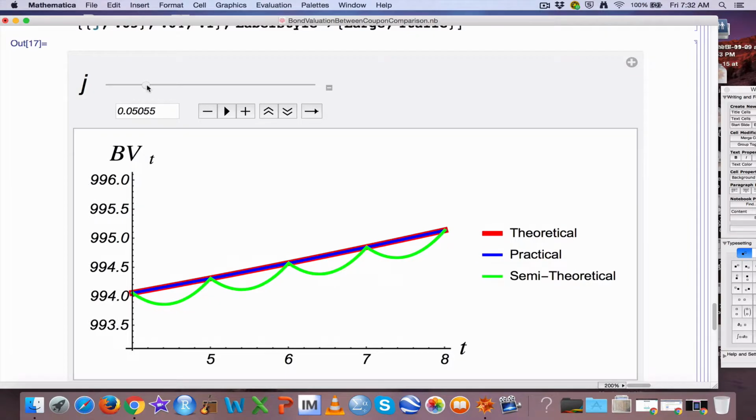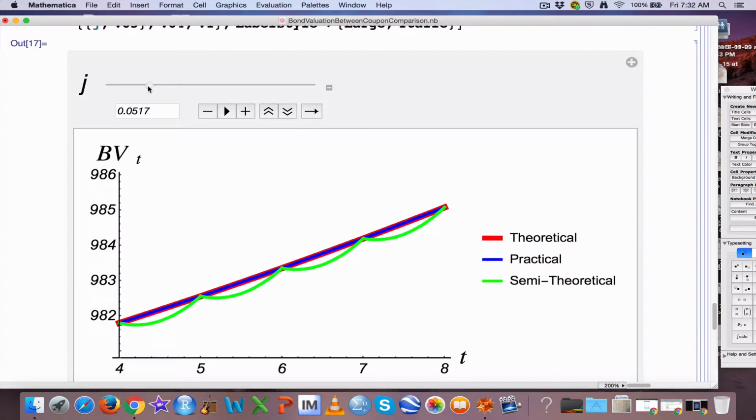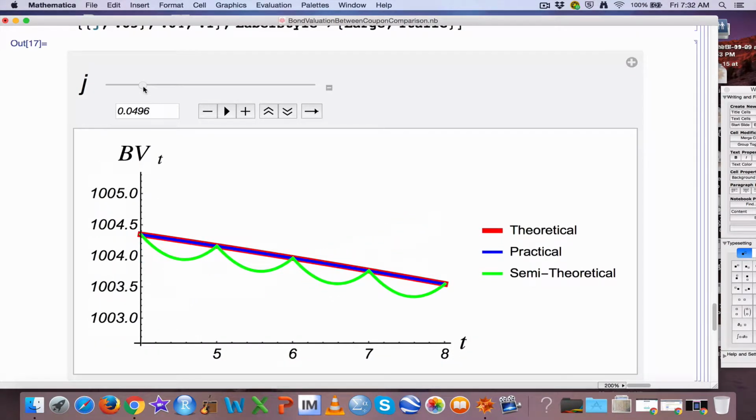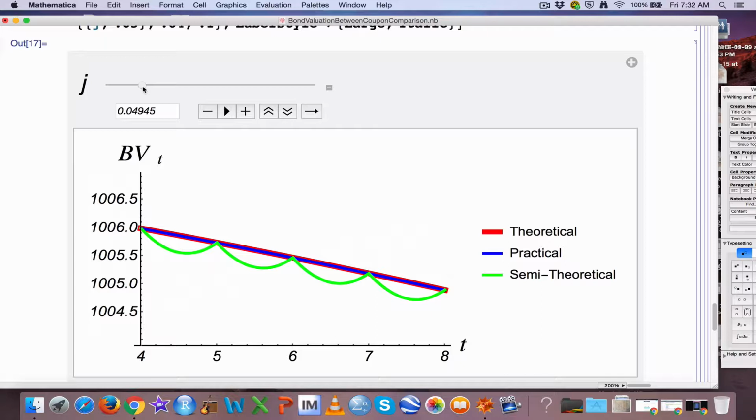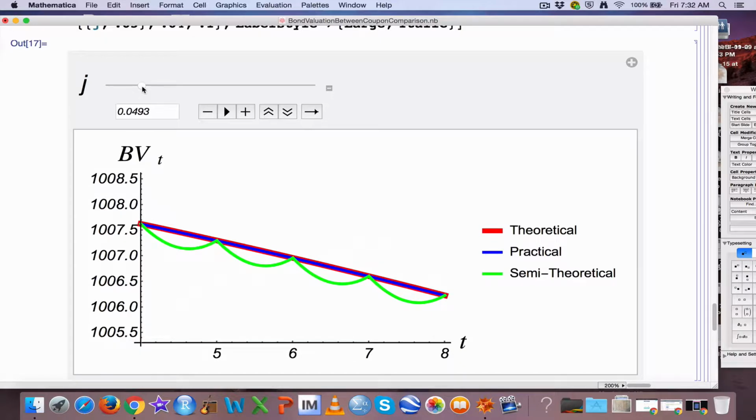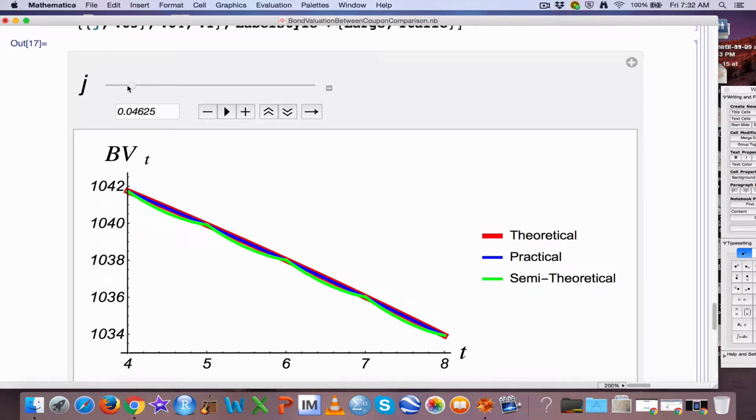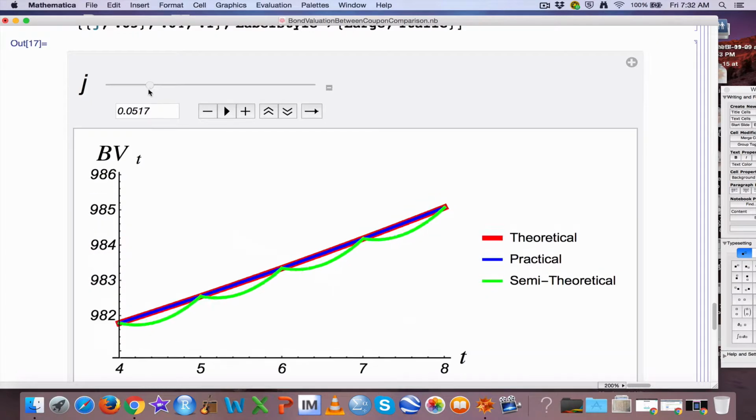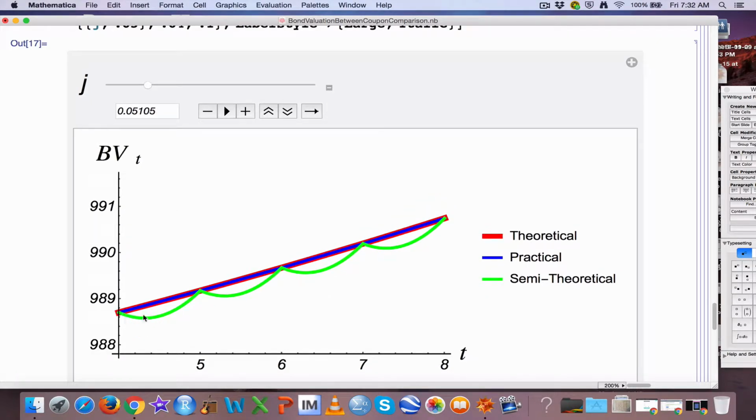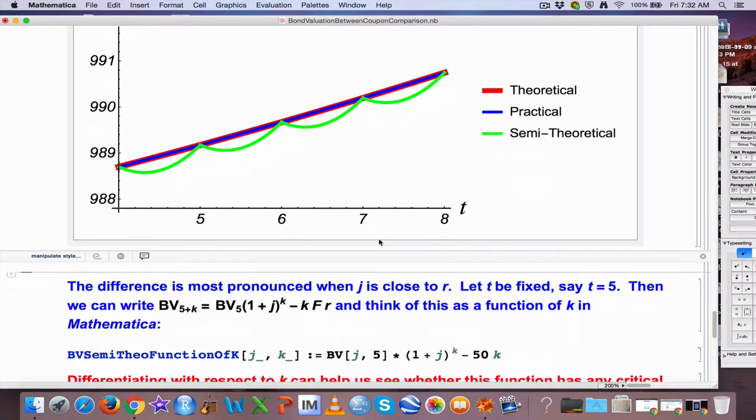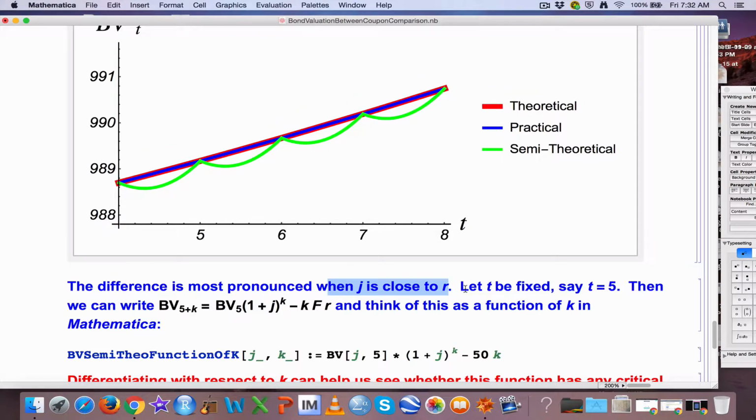But the semi-theoretical, the green, is definitely different. Definitely a noticeable difference on these scales. And again, strange. Because of, for example, here it's increasing at those spots, and when j is large, you get some decreasing spots when it's bought at a discount. Okay, strange interpolation method. It's again most pronounced when j is close to r.